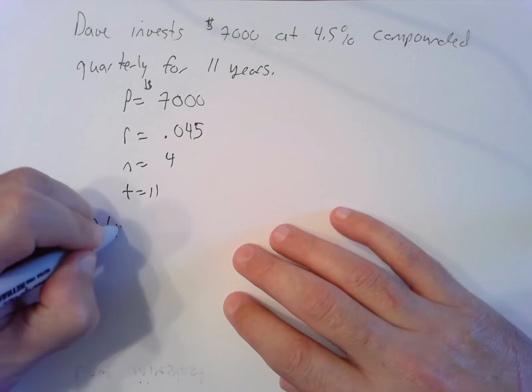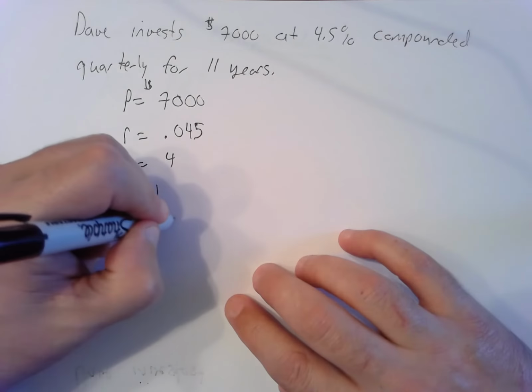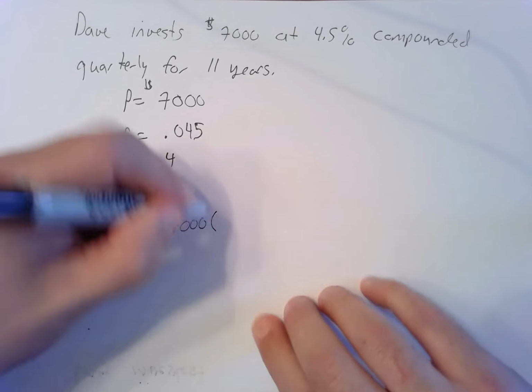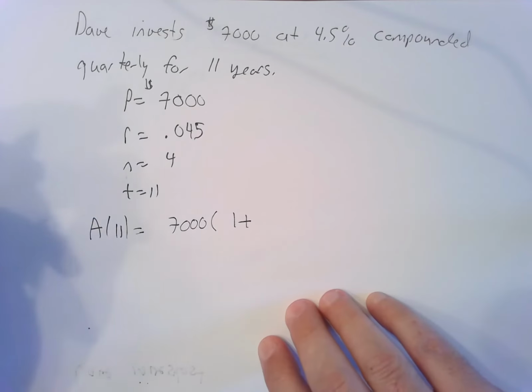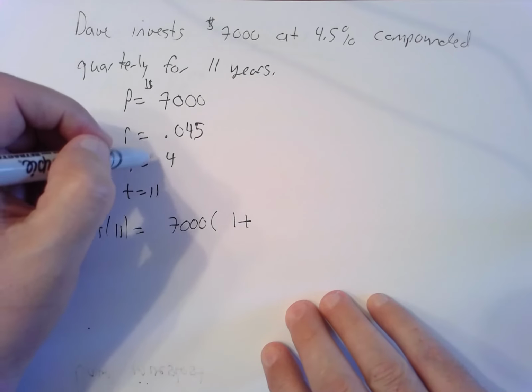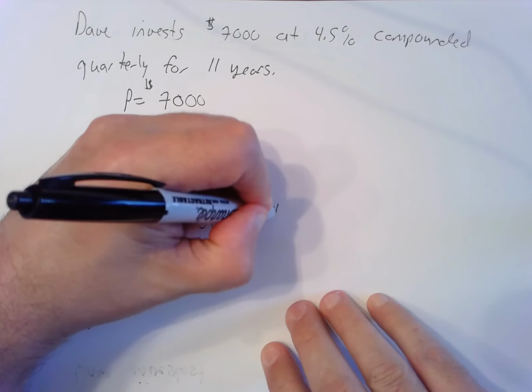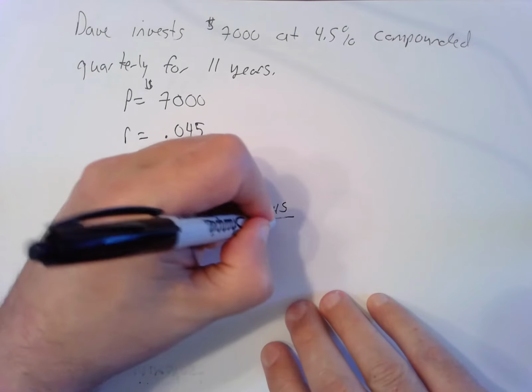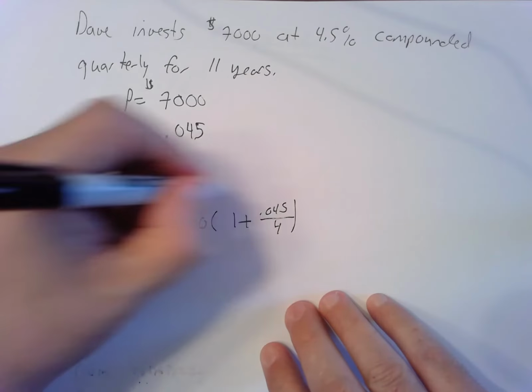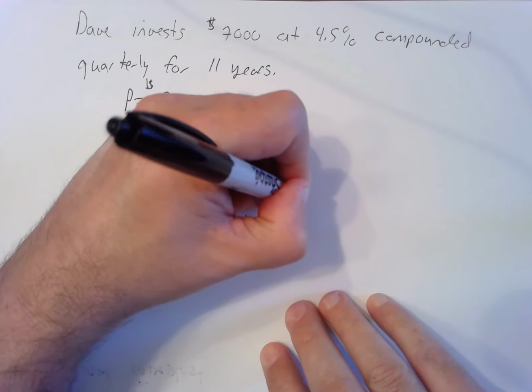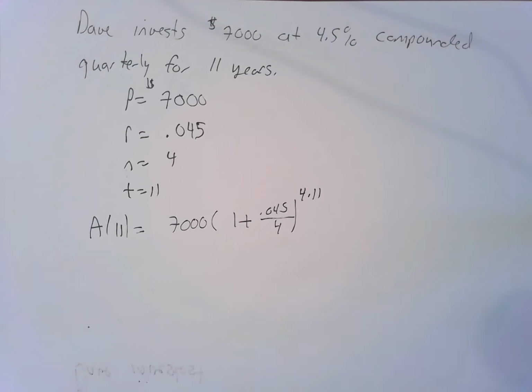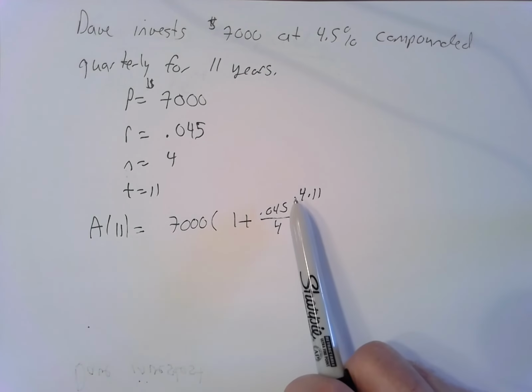So my amount after 11 years is 7,000 times 1 plus r, 0.045 over n, raised to the nt, 4 times 11. You really, right now, should pull out your fancy graphing calculator and type this in. Make sure you know how to type this in. This is where mistakes happen, right here.